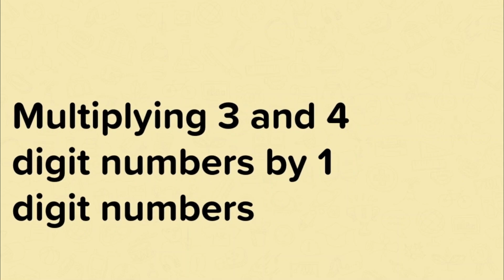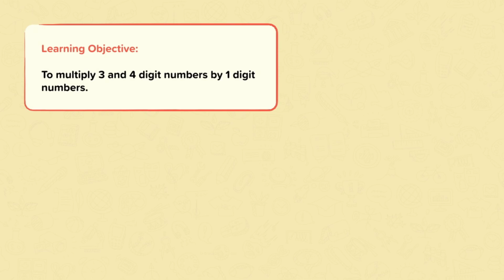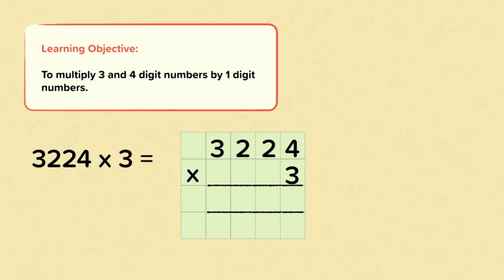Multiplying 3 and 4-digit numbers by 1-digit numbers. In this nugget, the learning objective is to multiply 3 and 4-digit numbers by 1-digit numbers. Let's get started with this calculation here, 3,224 times 3. We'll use a written method to solve it and we'll set it out like this.